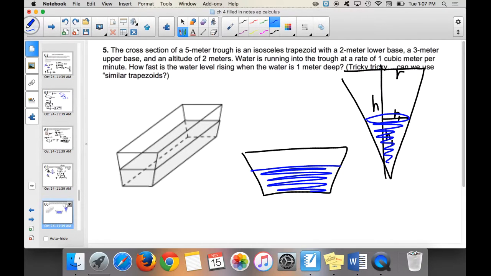Yeah, Grant? What do you mean it's not proportion? Why is it not? Is their height in the same ratio as the height from top to here? Maybe. They probably are. What about this?